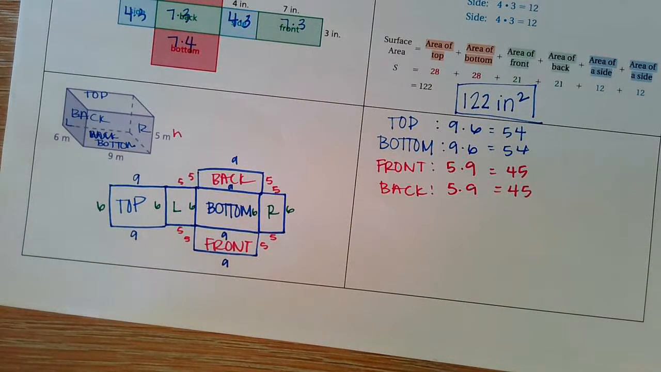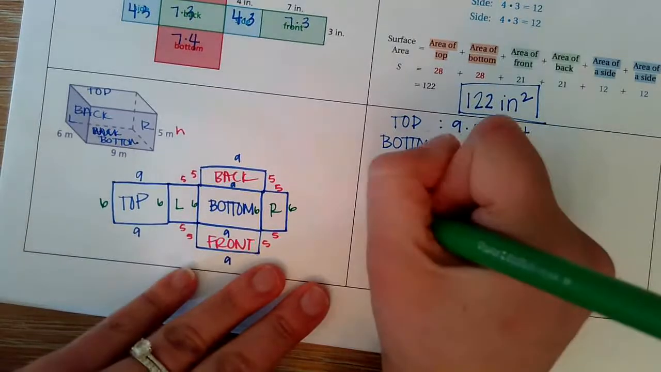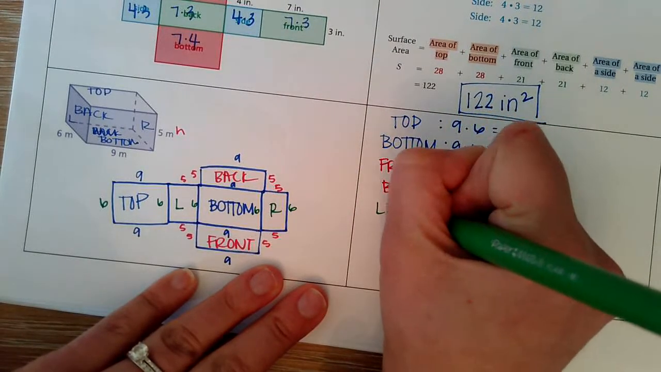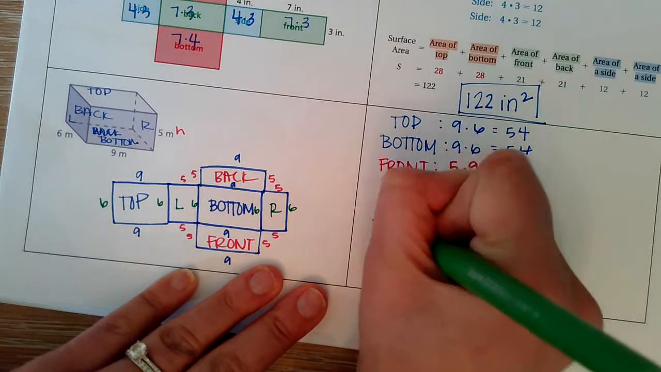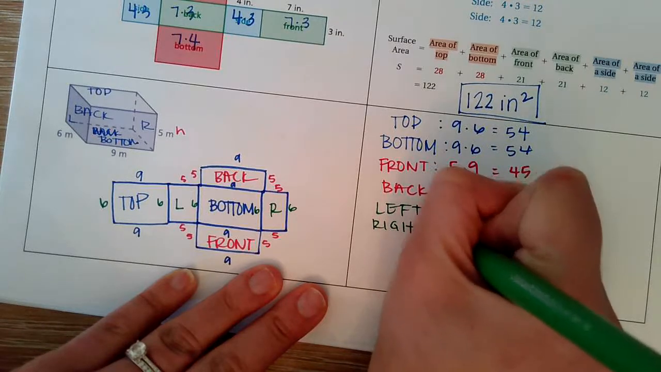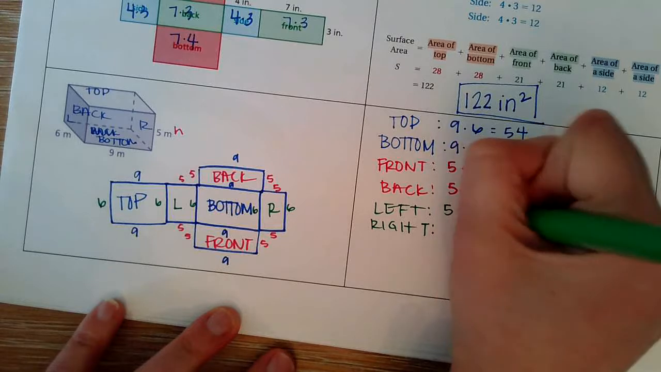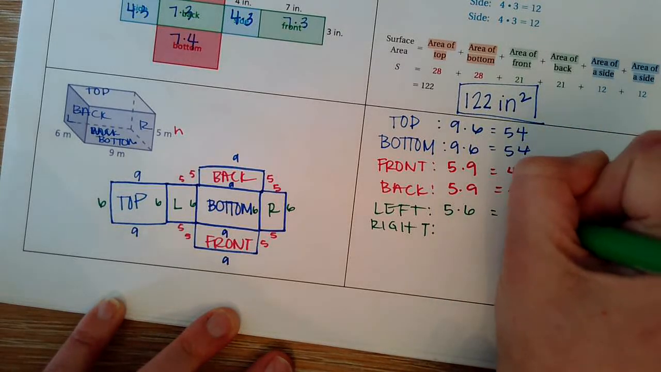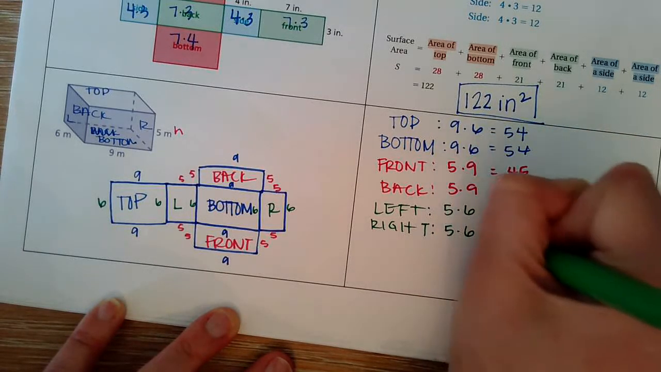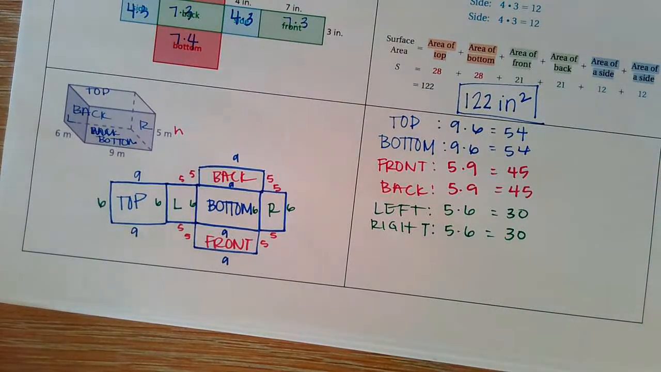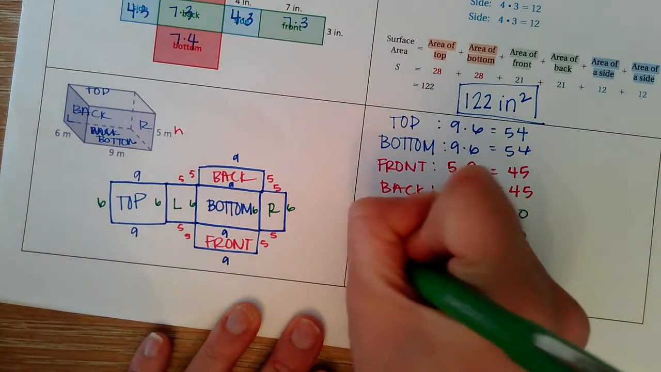And then lastly, we have the left and the right. The left and the right are 5 times 6, which is 30. So now all I need to do is determine my surface area.